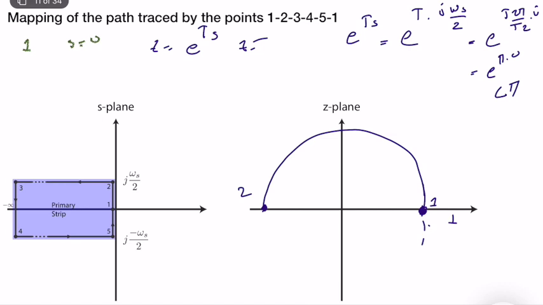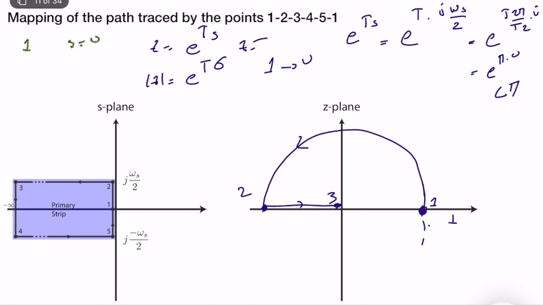Now we keep the phase constant and move on the real axis. In this line, we are not changing the phase, we are only changing the magnitude, right? So what's changing is z, which is equal to e to the power T sigma. Sigma is starting from 0. When it is 0, it's equal to 1. Sigma is going to minus infinity, so it's going to 0. So magnitude is changing without the phase changing. So we are going in this direction, and 3 is here.